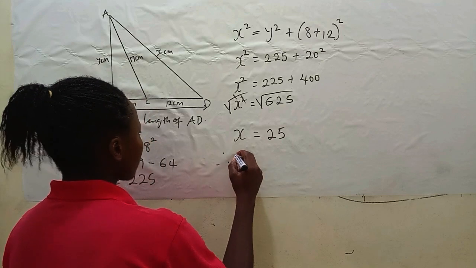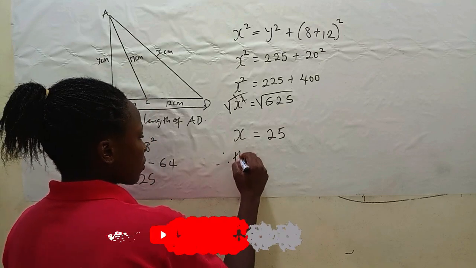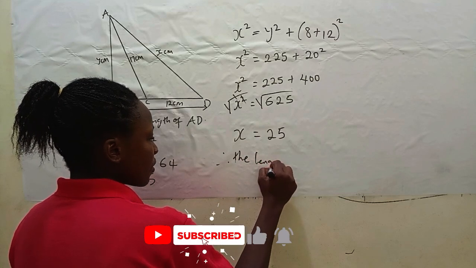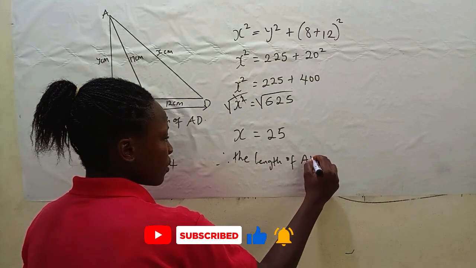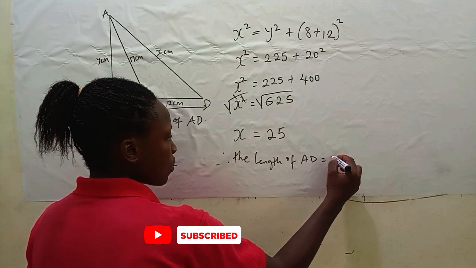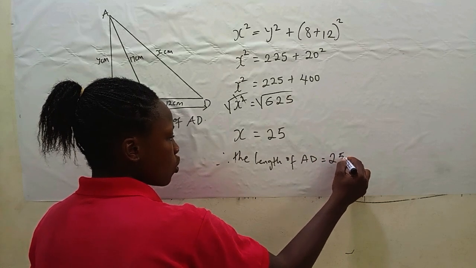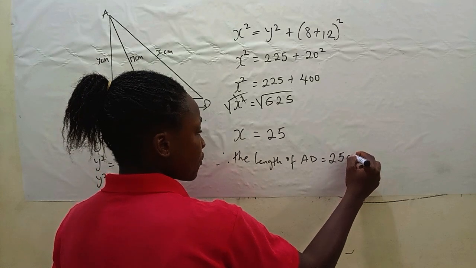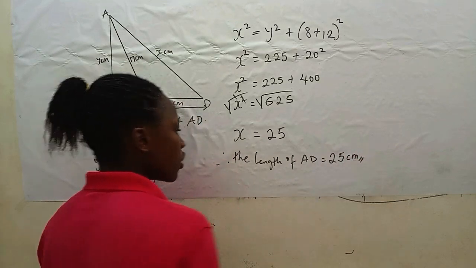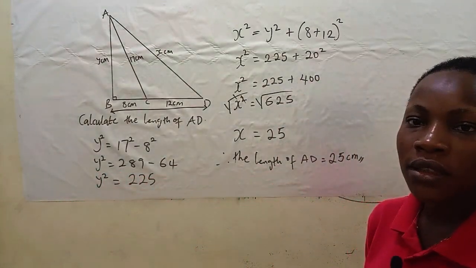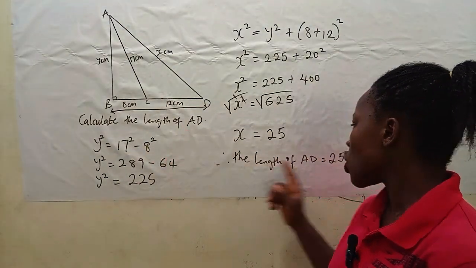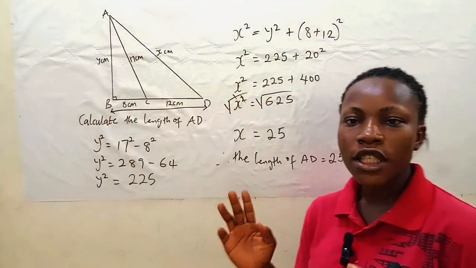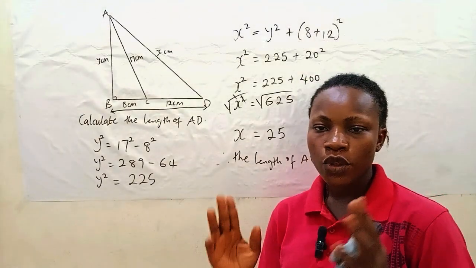Therefore, the length of AD is equal to 25 cm. Alright, so we have gotten the length of our AD as 25 cm.